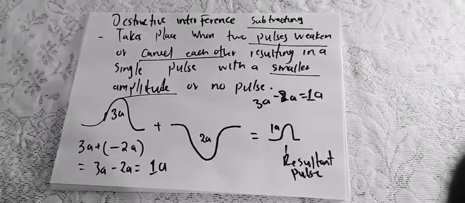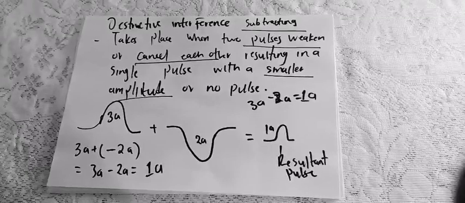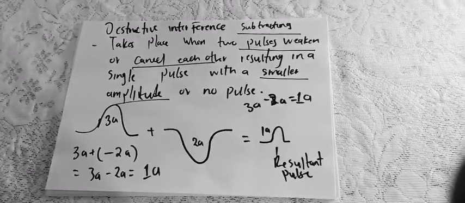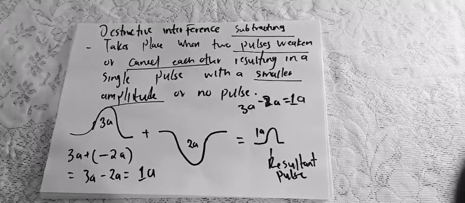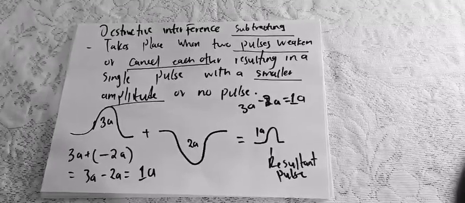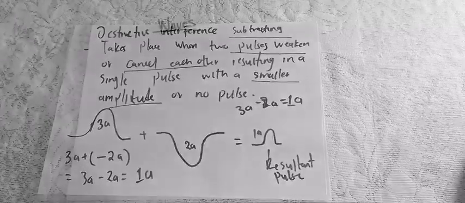So there is a phenomenon or principle called the superposition of pulses, which is the algebraic sum of the magnitudes of the two pulses that occupy the same space at the same time. So that's the principle of superposition of pulses.